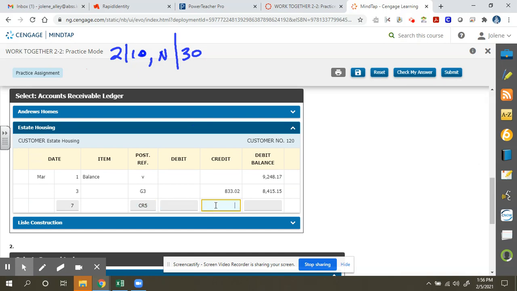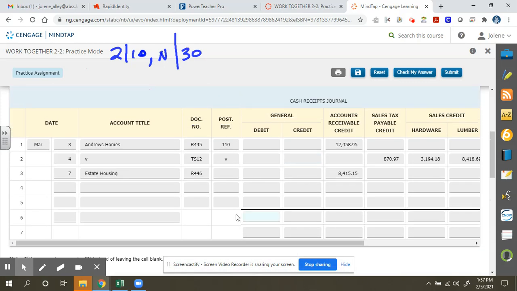Credit. 84.15.15. Now, I want you to notice that that's what it says that they owed us after they had made that return. So now it's a zero balance. Okay. Their account number 120. I'm going to take that up here and plug it in here. 120. So that one's done.